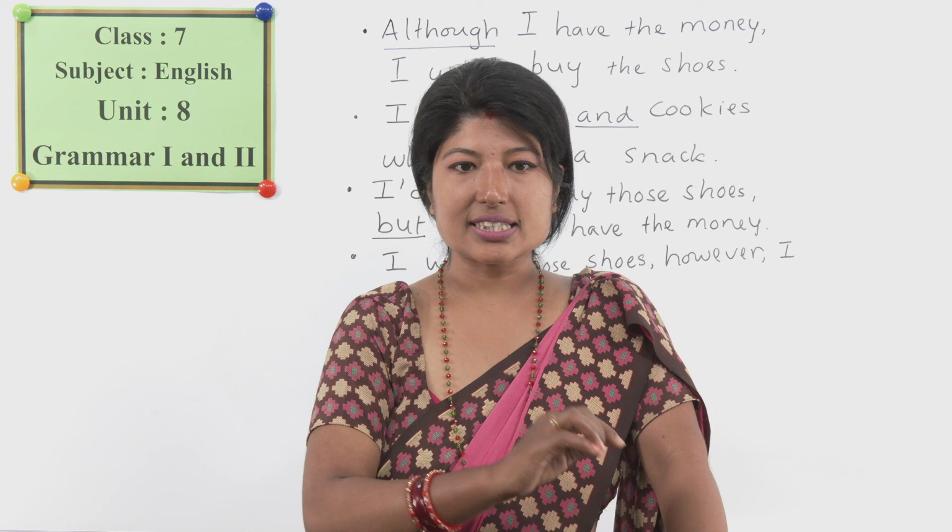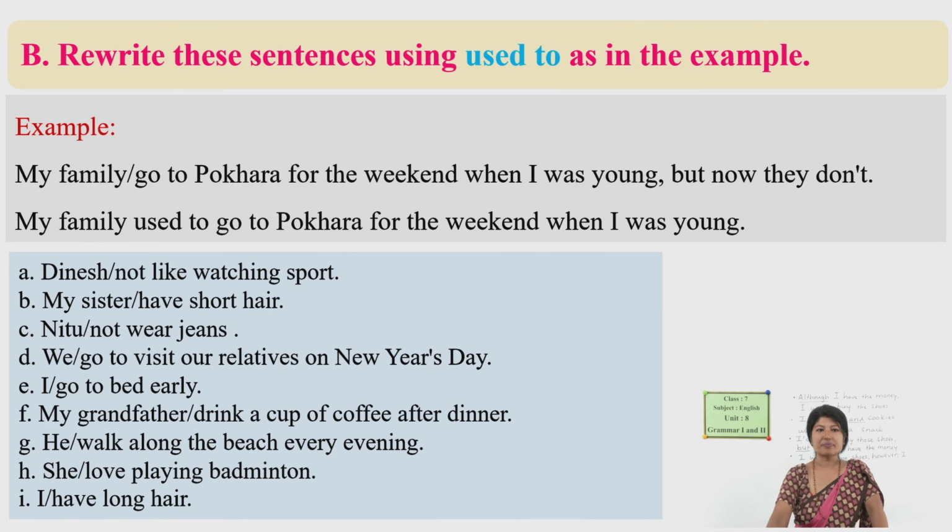So similar exercises are there. Look at here. Number A, Dinesh not like watching sports. Number B, my sister have short hair. So we have to rewrite all these clues in this way using used to. Is that possible for you to do? Very easy, right? It's very easy. Okay, let me show you one by one, so you'll be perfect to do this activity yourself.